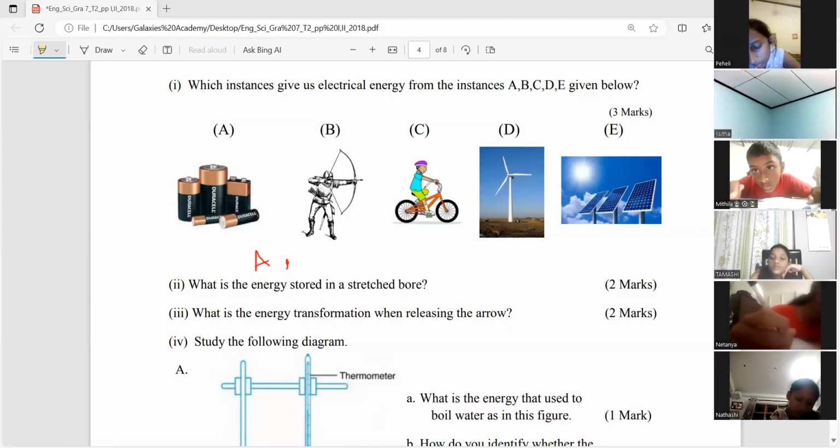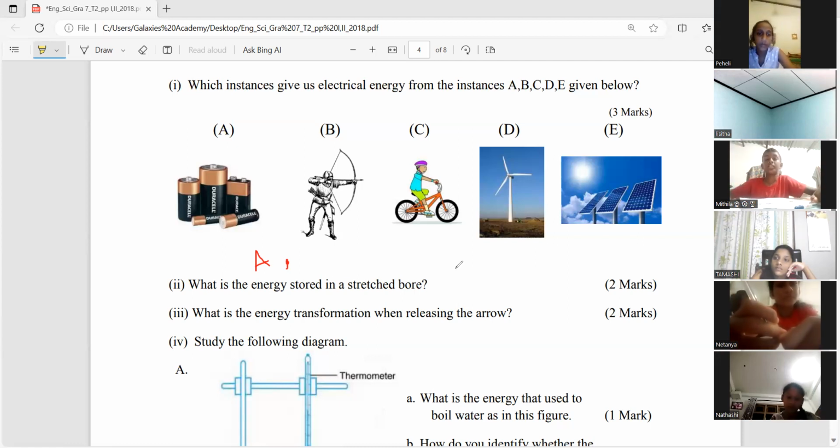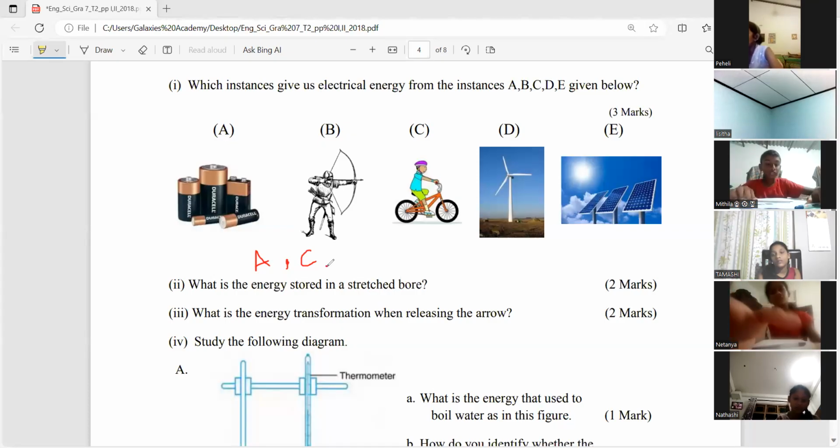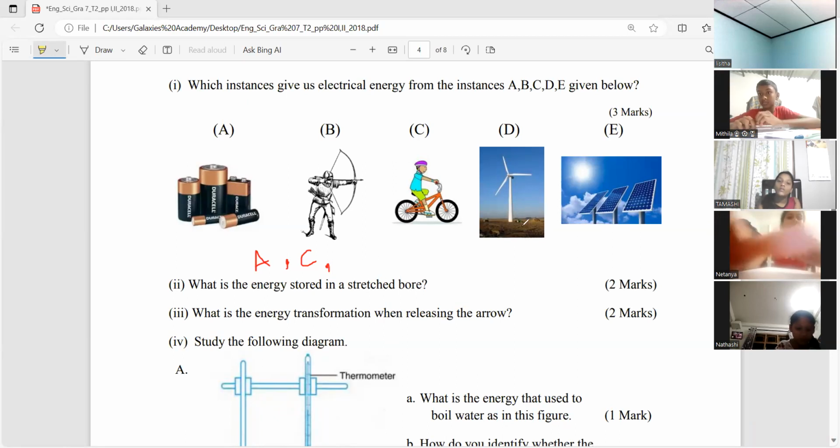Using diagram C, can you get the electrical energy? Can. How can you get the electrical energy using C? By fitting a dynamo. Yes, if we fix the dynamo to the rear wheel, we can also get electrical energy. Okay, so C also can be the answer, but it is not the complete suitable answer.